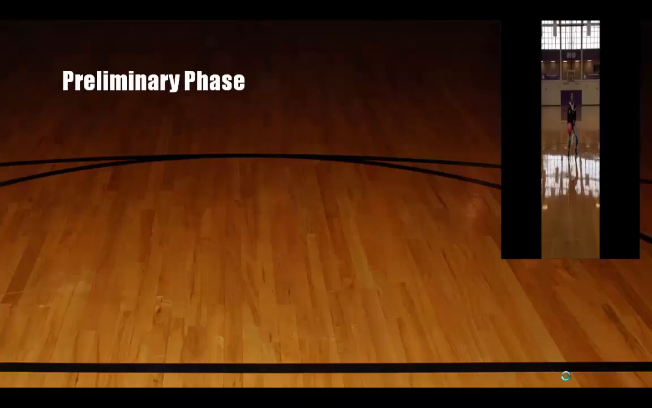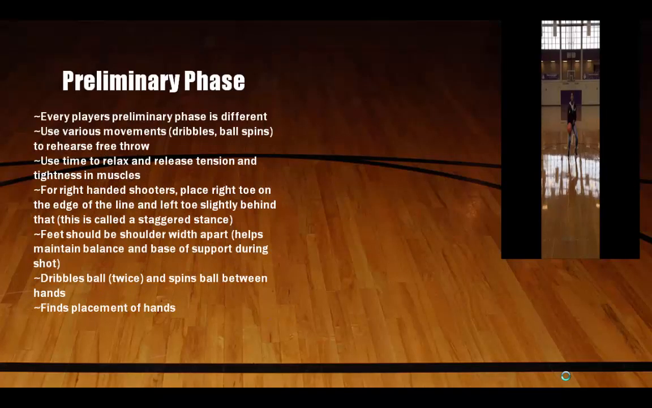Here you see the athlete completing her preliminary phase. Every player's preliminary phase will be slightly different and can include various movements like dribbles and ball spins. The athlete should use this time to relax and release tension and tightness in muscles. For a right-handed shooter, they should place their right toe on the edge of the line and the left toe slightly behind that. This would be called a staggered stance.